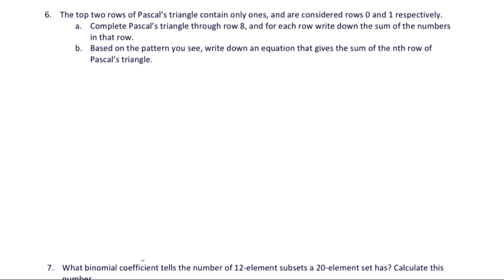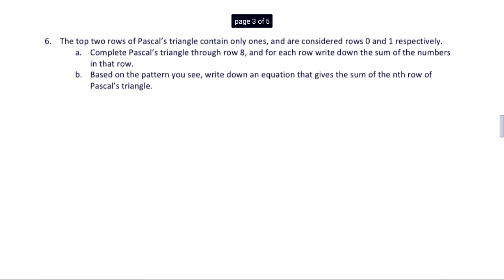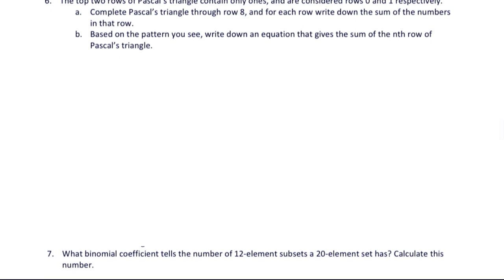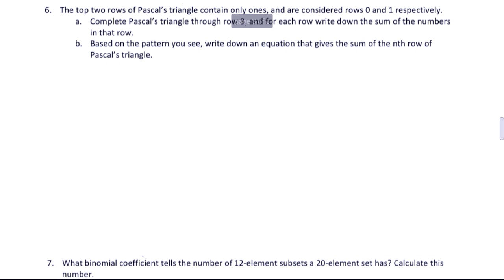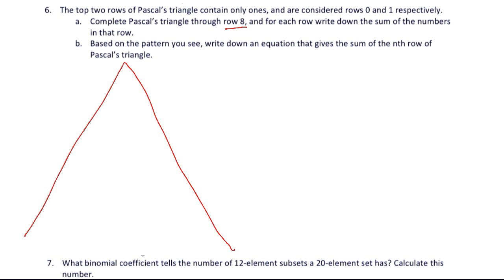Okay, this is the problem where I ask you to make Pascal's triangle. And so I'm going to go ahead and do that. It says make the first 8 rows through row 8, and it tells you that row 0 is the top one. So I'm going to go ahead and make this triangle, and I'm going to start at the top with a 1, and this is n equals 0, which is row 0.